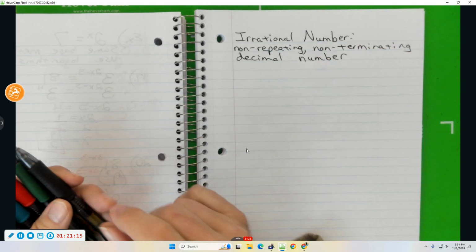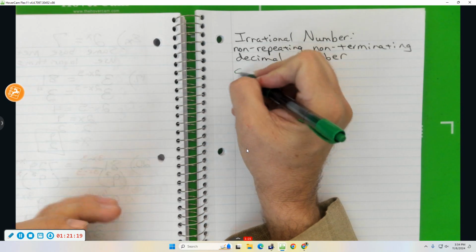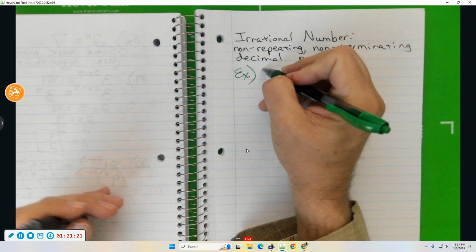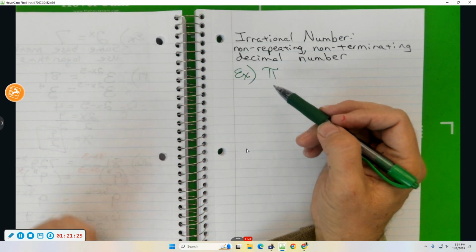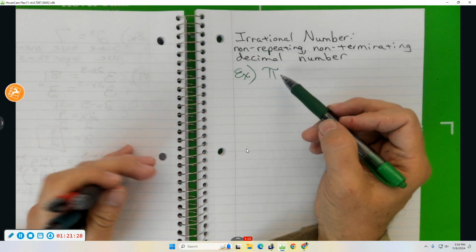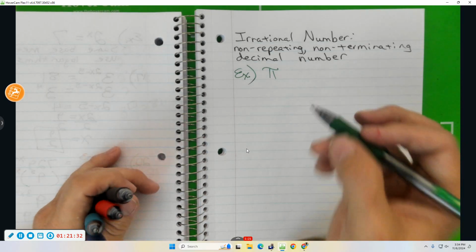And I guess the most famous example of an irrational number is pi, the ratio of the circumference of a circle to its diameter. That's where we have to use that little symbol. 3.14, blah, blah, blah. It just keeps going. The digits keep appearing forever.